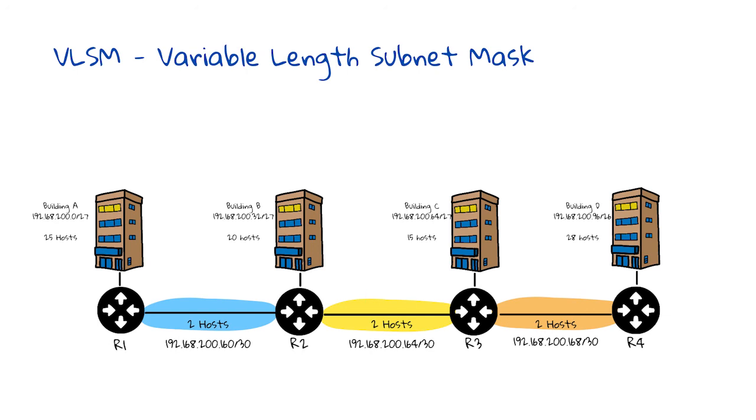Since they have a block size of 4, we will use 192.168.200.160/30 between R1 and R2, and we use 192.168.200.164/30 between R2 and R3, and then 192.168.200.168 between R3 and R4. Now you'll notice that this leaves us with extra subnets for future growth. So when you use variable length subnet masking, it allows us to preserve or shrink and expand each subnet based on the requirements of that particular network.